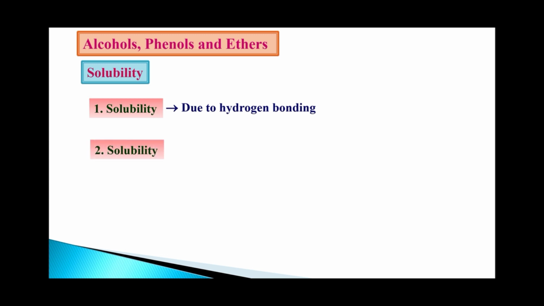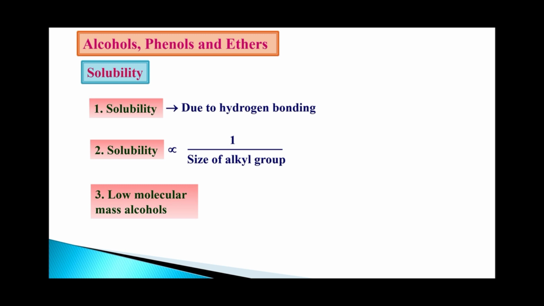But not all alcohols. Alcohol solubility decreases with the size of the alkyl group. That means they are inversely proportional. As the size of the alkyl group increases, solubility goes on decreasing. Remember this one. And the third point, lower molecular mass alcohols will always be soluble in water.